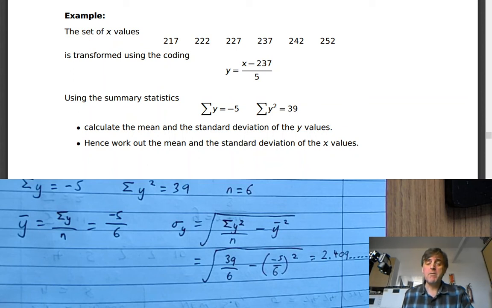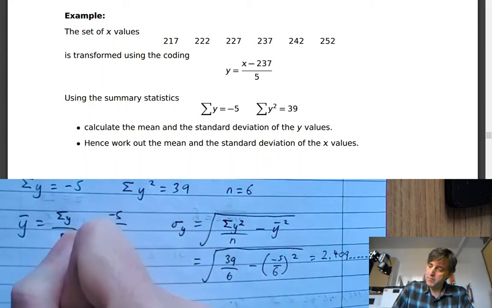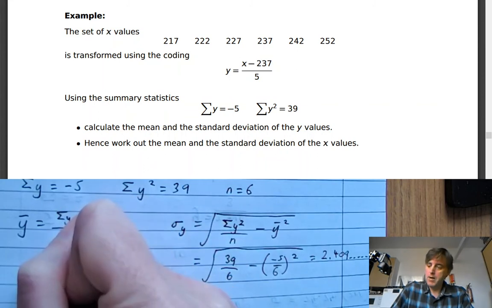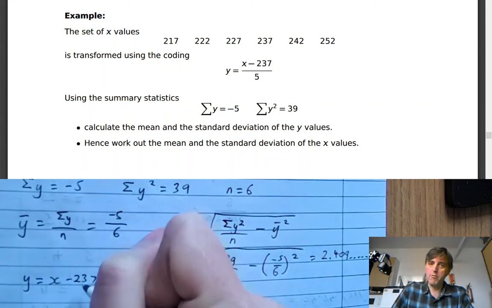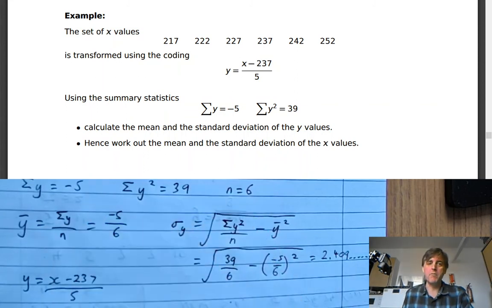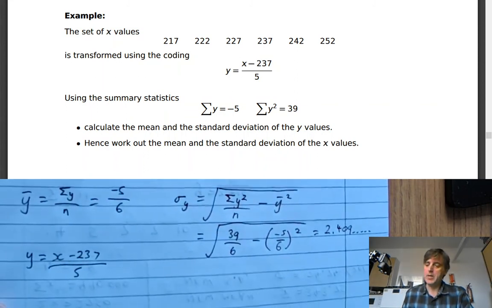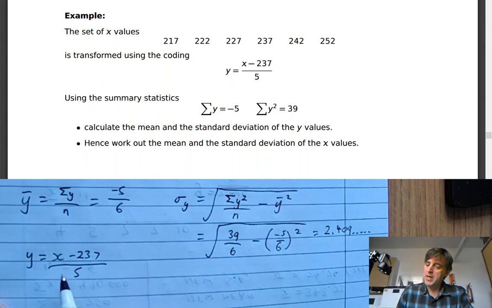So the next thing we want to do now is work out the mean and the standard deviation of the original data, the x values. So we can now just do the decoding using the coding formula. So the coding formula, of course, was y equals x minus 237 all over 5. That was the coding formula that we used here. So let's work out the mean of the original data here. Now the mean is affected by both the subtracting and the dividing.